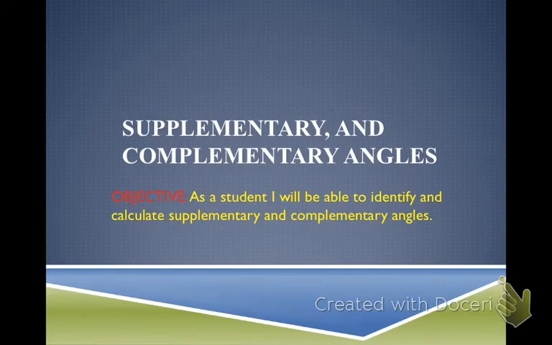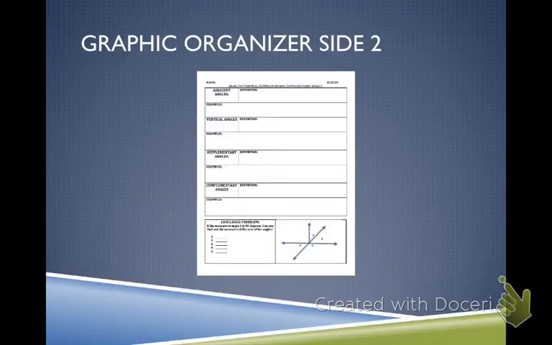Today we're going to talk about supplementary and complementary angles. This is a new skill for 6th grade. Please make sure that you pay very close attention to this video because this is something that you will definitely be tested on. Your objective for this video is, as a student, you should be able to identify and calculate supplementary and complementary angles. That just simply means you need to identify when we see one, and you need to do a little adding and subtracting to find missing ones. We're going to go ahead and get started.